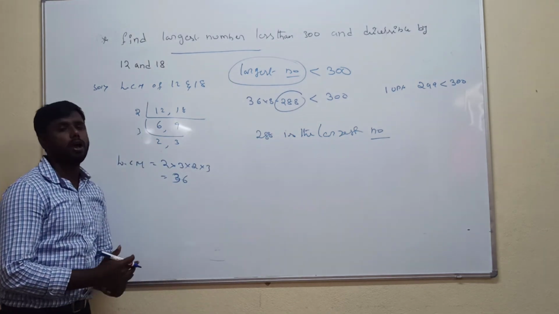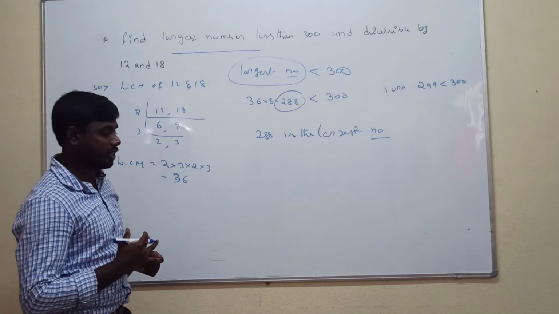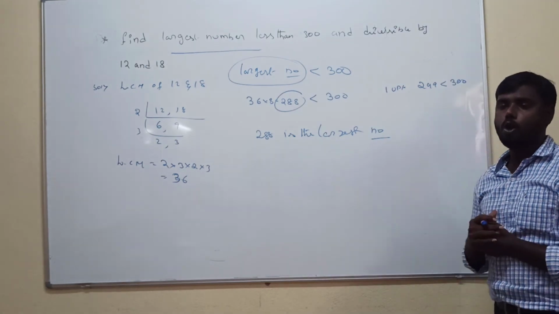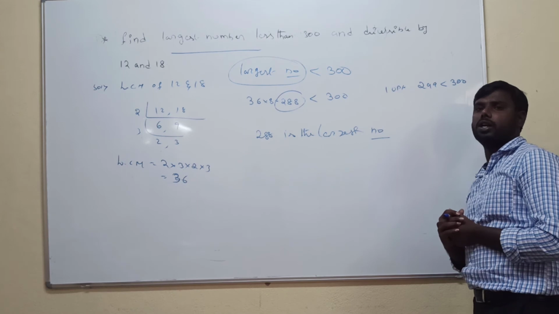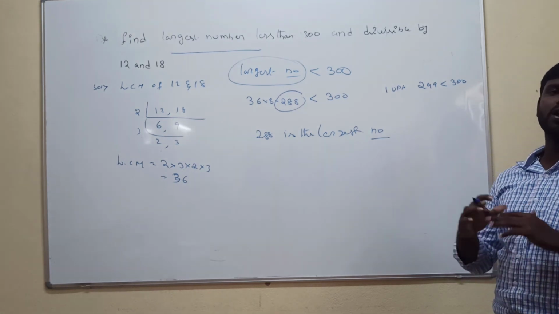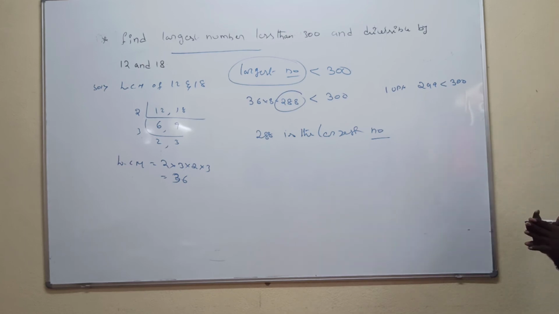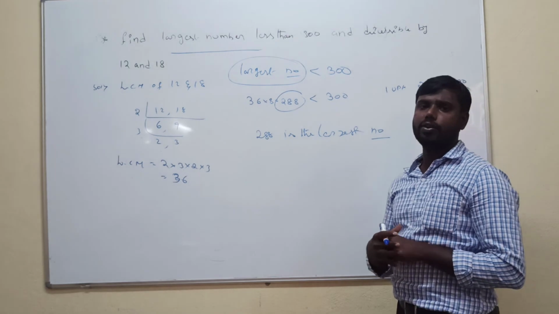This is the process of how to calculate with the LCM. Once again, LCM stands for least common multiple. The definition of LCM is the least number which is exactly divisible by each of the given numbers. There are two methods of solving LCM: one is the prime factor method, another one is the division method.